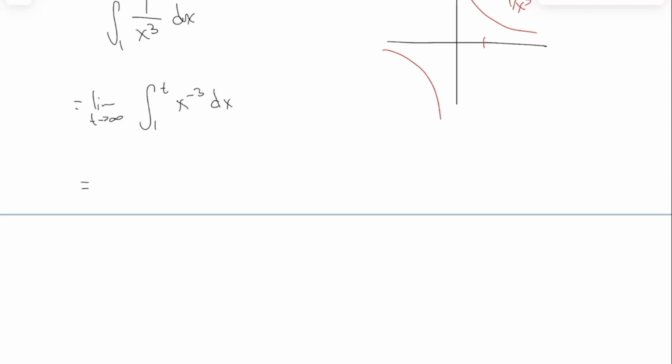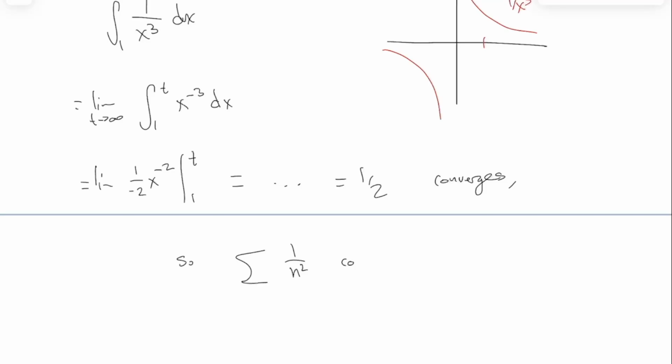Anyway, do the antiderivative. It becomes 1 over minus 2 times x to the minus 2, right? Evaluating at 1 and t, et cetera, et cetera. I got a half when I did this. I hope that you got a half when you evaluated the integral. Anyway, this converges. So the sum 1 over n cubed is what we're talking about, not squared.